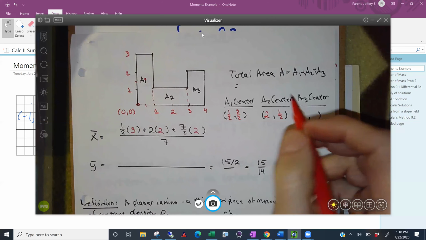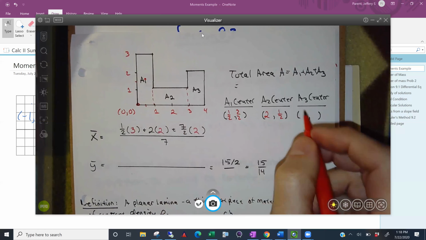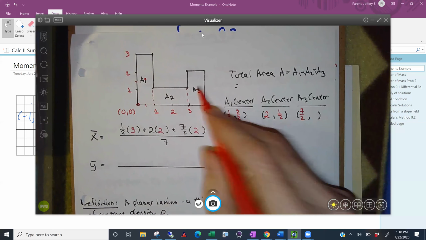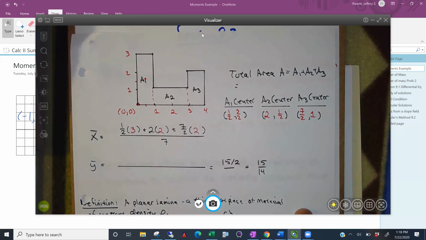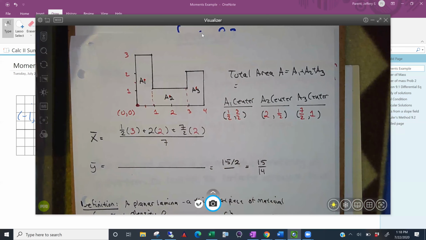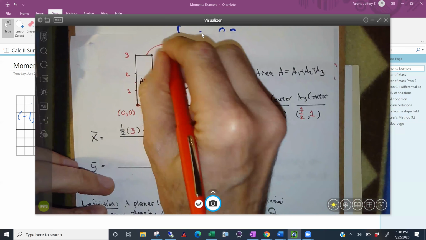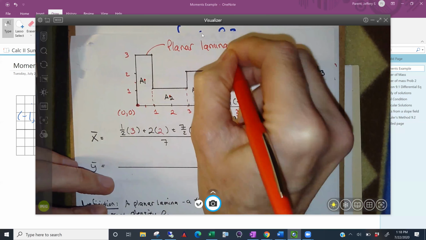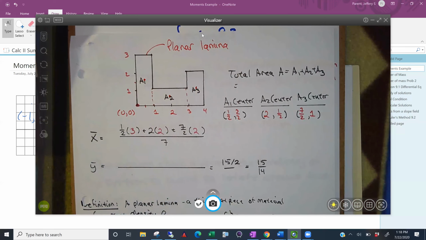Okay. And then for a sub 3, it'd be 3 1/2. We'll call it 7/2 and 1. So those are the coordinates of our centers. And we're just taking the center to be the geometric center of each of these. This, by the way, is regarded as what's called a planar lamina. Basically what that means, it's a uniformly thin and dense sheet. So that's going to make our calculations a little bit easier in terms of finding the center of mass.